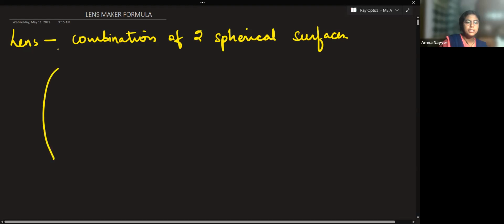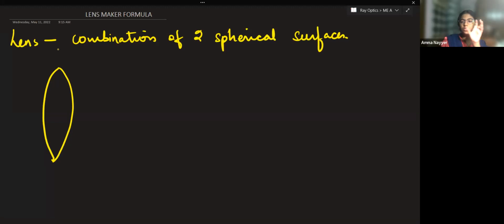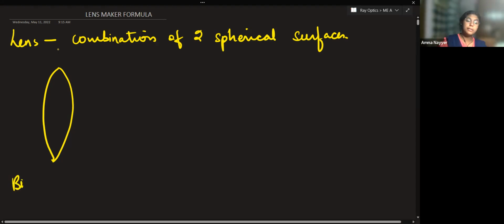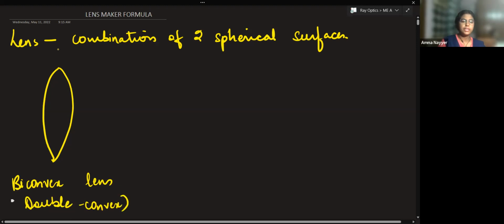For example, one side I have taken, one more part I take. So this is known as biconvex. Two convex portions have been connected like this. This was one part of the sphere, this was another part of the sphere. Now I have combined it. This type of lens will be used the most by us. This is a biconvex lens, also known as double convex lens.